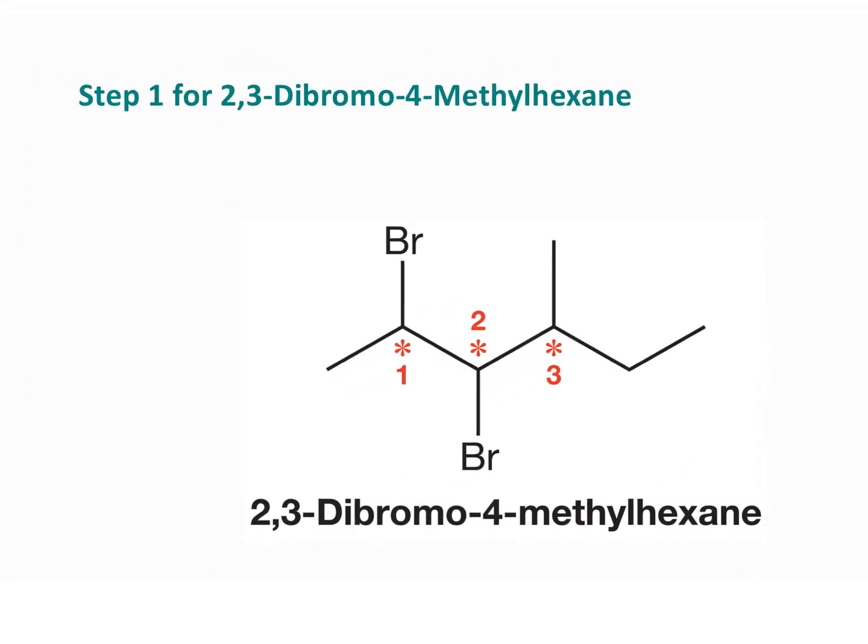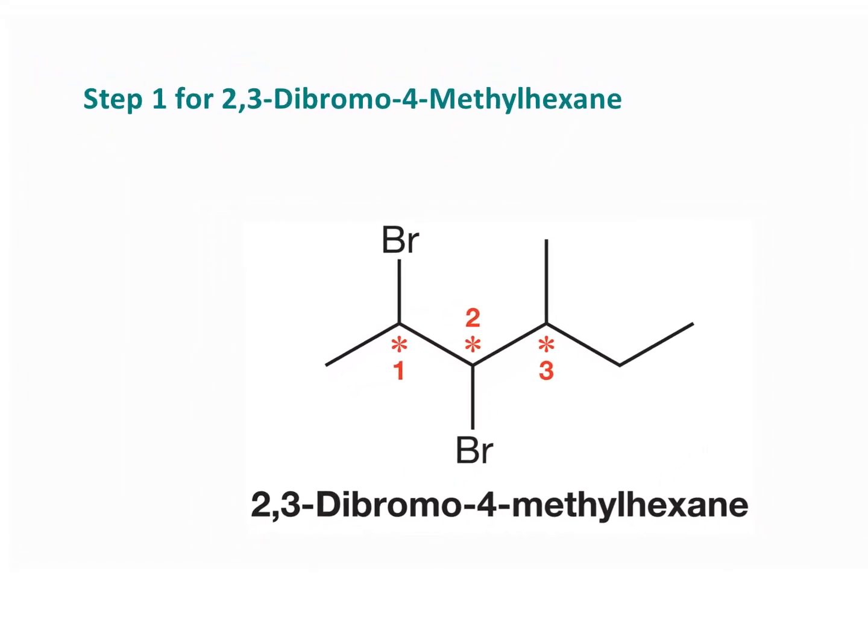So here is 2,3-dibromo-4-methylhexane. And you can see that I have 1, 2, 3 chiral centers. Now, one of the things that I like to do is figure out how many possible configurational isomers I'm going to have. So we're going to go 2 to the nth, where n is the number of configurations that we have, and we have 3 chiral centers here. So 2 to the third gives us 8 possible configurations, right? So that's what we could possibly have.